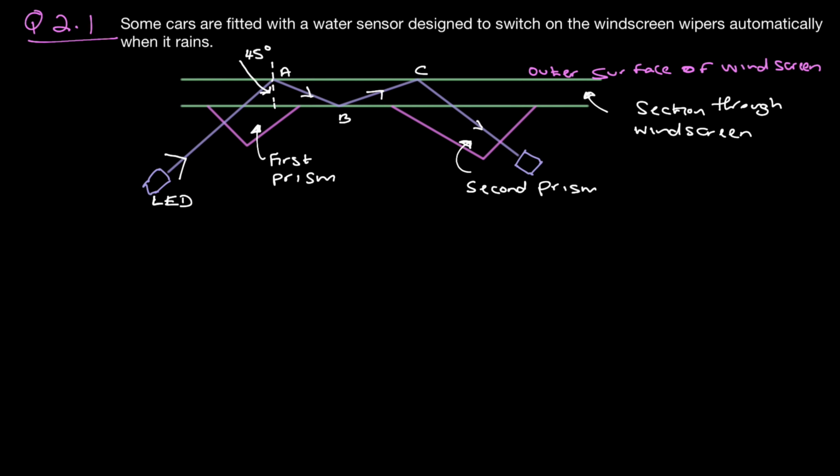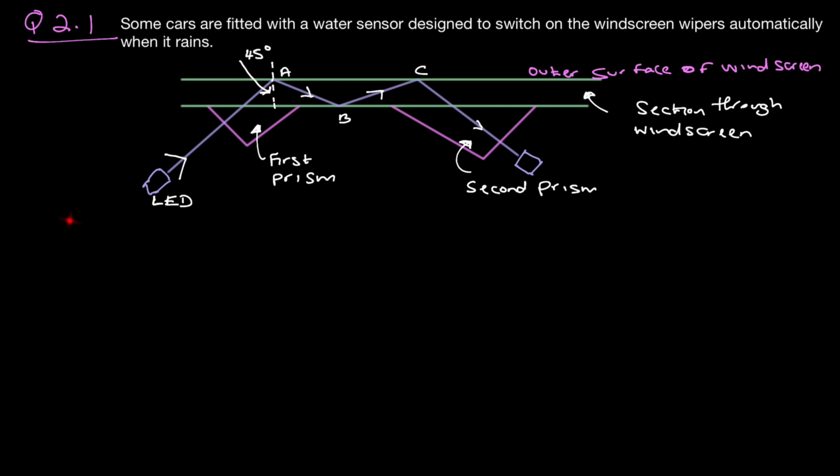Question 2.1. Some cars are fitted with a water sensor designed to switch on the screen wiper automatically when it rains. A light ray travels from the light emitting diode, LED, through the first prism and into the windscreen, and the ray is reflected off the surface of the windscreen at points A, B and C, and then passes through the second prism into a detector.